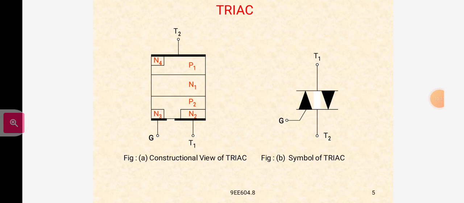Since the triac is a bidirectional device, the operating characteristics are similar in the first and third quadrant. If the gate signal is not applied, the triac breakover voltages are VBO1 and VBO2 at terminal 2, meaning in reverse bias. And if the gate current is increased, the breakover voltage is reduced.